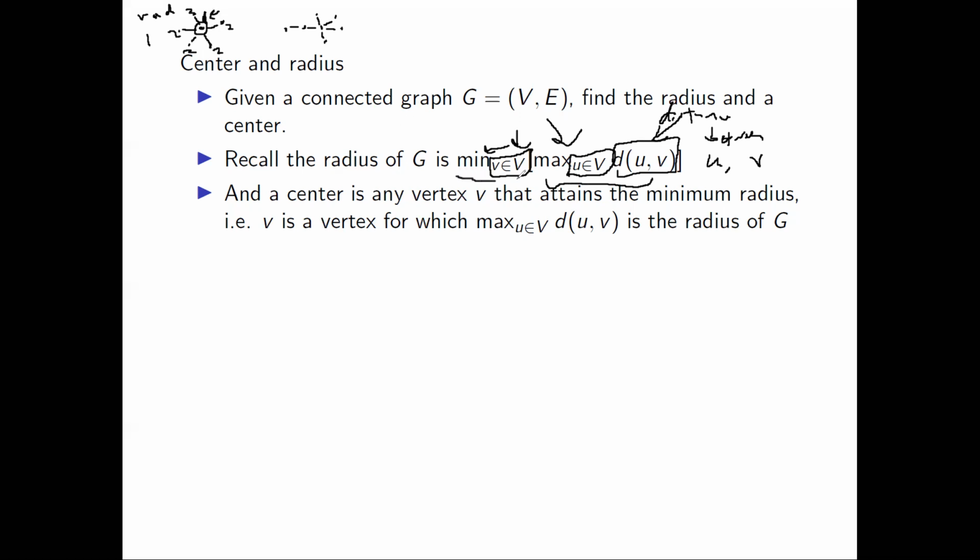And so when we minimize over all the vertices, when we minimize this max, and again, we've drawn this max on each of the vertices, all of these are the maxes.